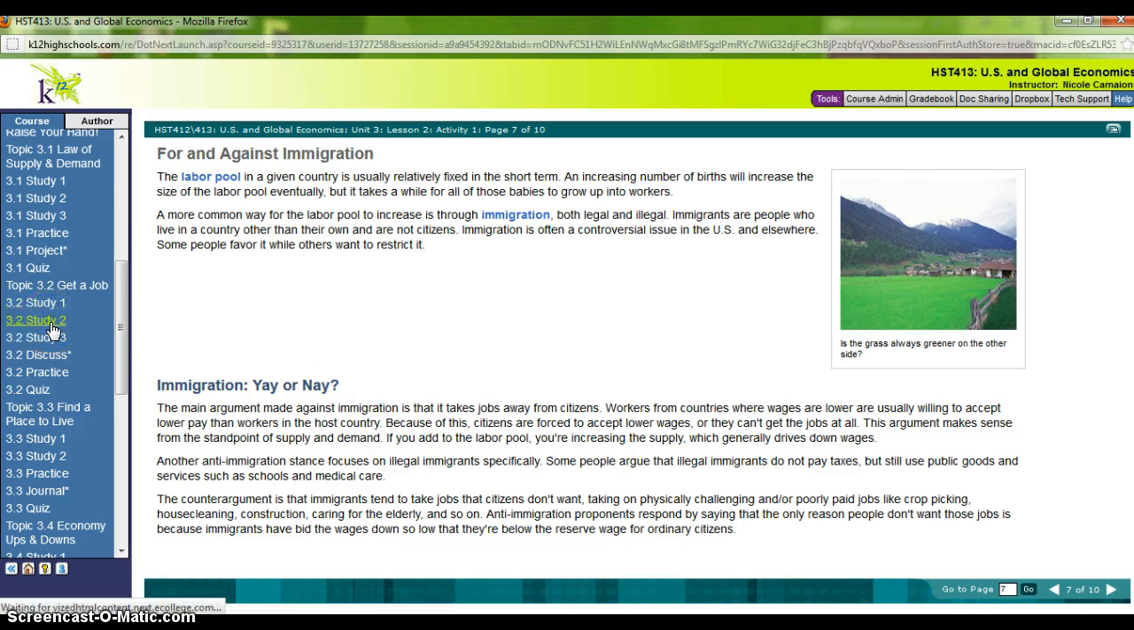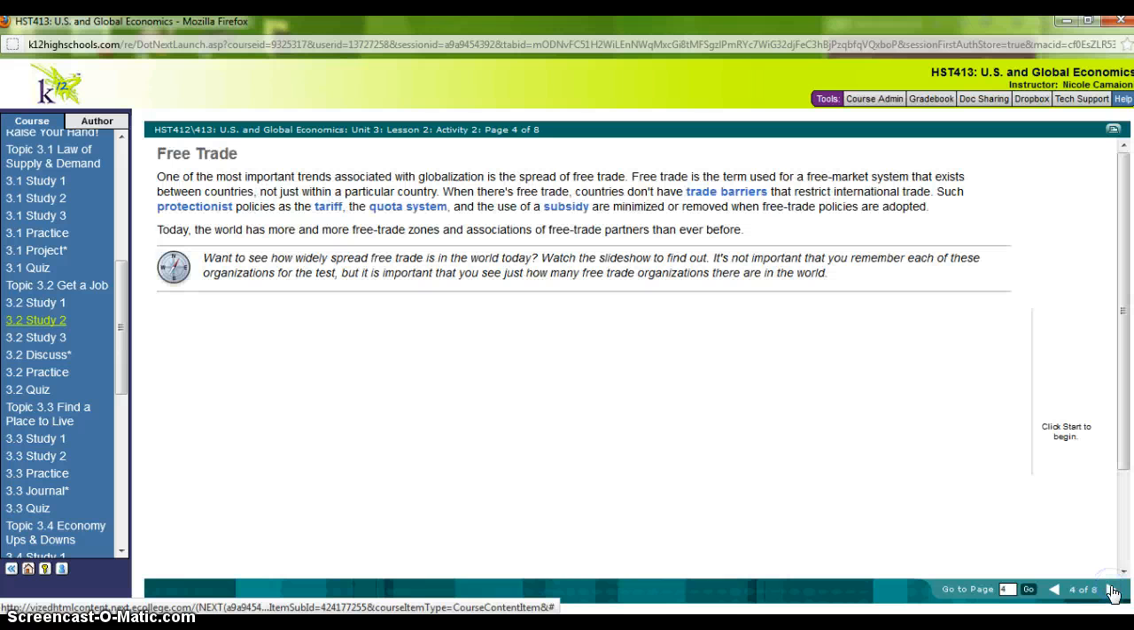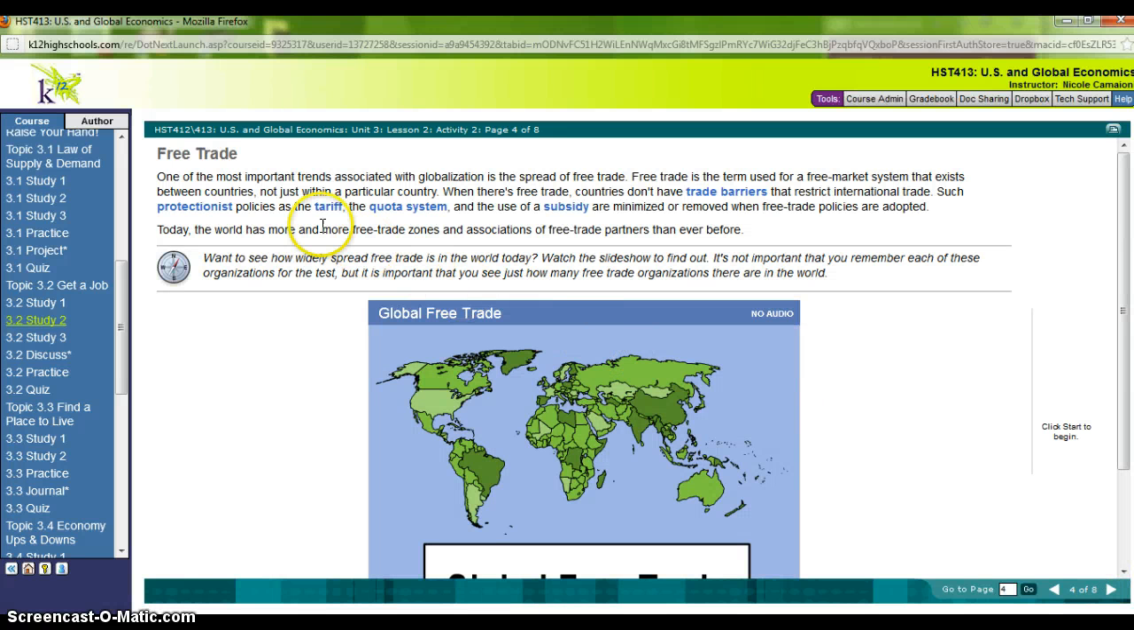Now, study 2 talks about globalization. There's only 2 slides that you want to focus on. Of course, you want to read all the slides. But the 2 slides that you really want to focus on are slide 1, which discusses, again, how jobs now are more competitive because of globalization. Not only do you have to compete with people in your area, but now people all over the world. That is one of the effects of globalization. And then slide 4, please make sure you know these 3 vocabulary words: tariff, quota system, and subsidy.